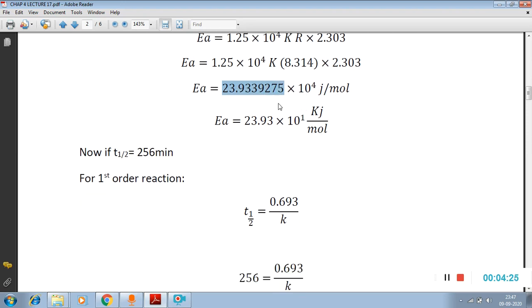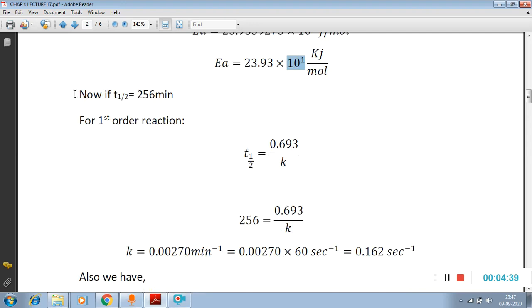Now convert it into kilojoule. This 10 raised to 4 is as such here, so convert it into kilojoule, so that 10 raised to 4 will be 10 raised to 1 here, kilojoule per mole. Now that is our activation energy, one answer. The second question was to calculate the temperature at which T1/2 is equal to 256 minutes.